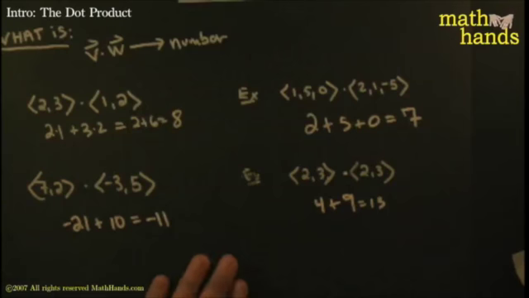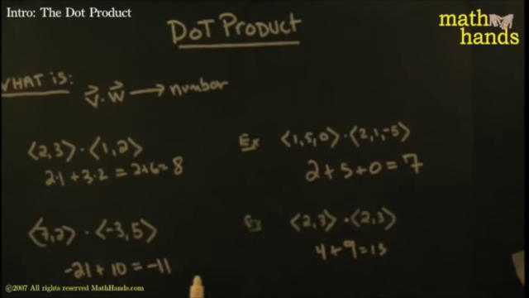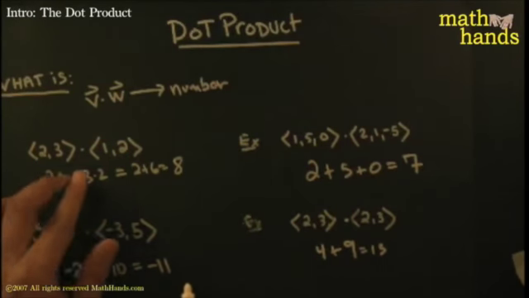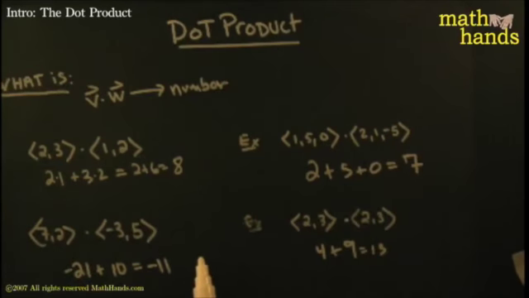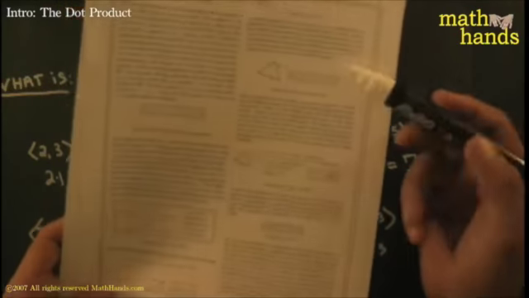Let's take a look at this last one. What happens when you dot a vector with itself? If you take a vector dotted with itself, you just do it the same way we did all the other ones. The 2 times the 2 gives you 4, plus the 3 times the 3 gives you 9, and that gives you a total of 13. And that's what the dot product is.